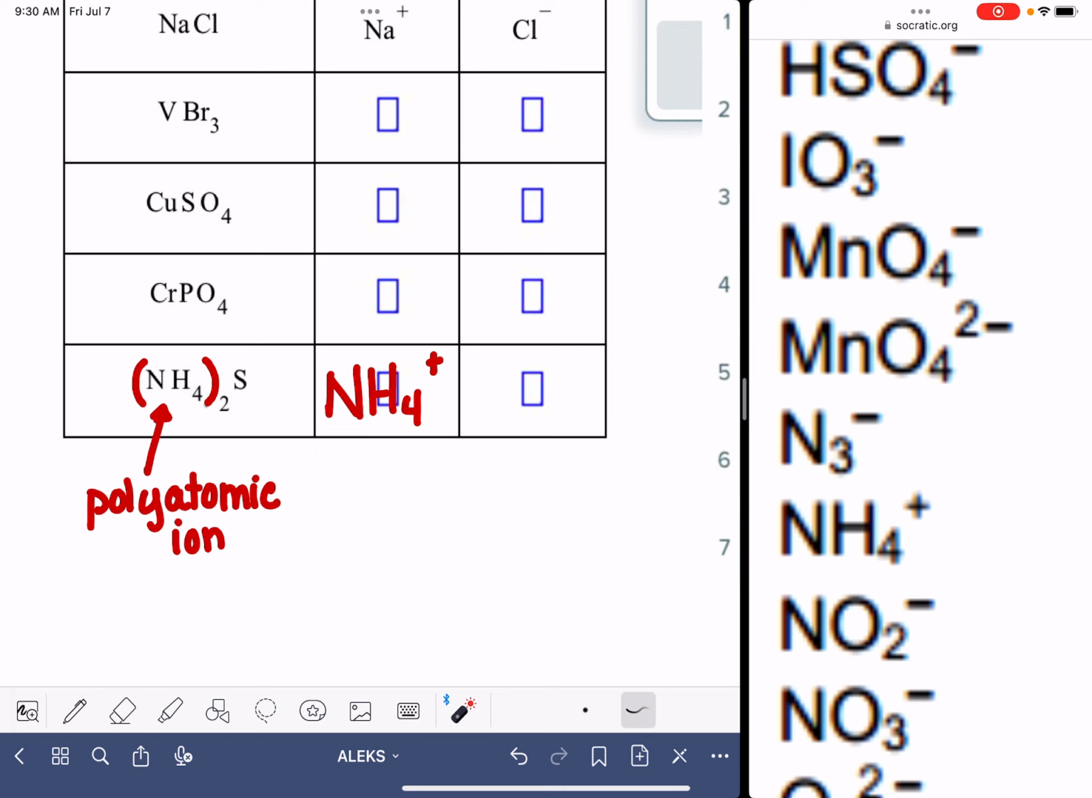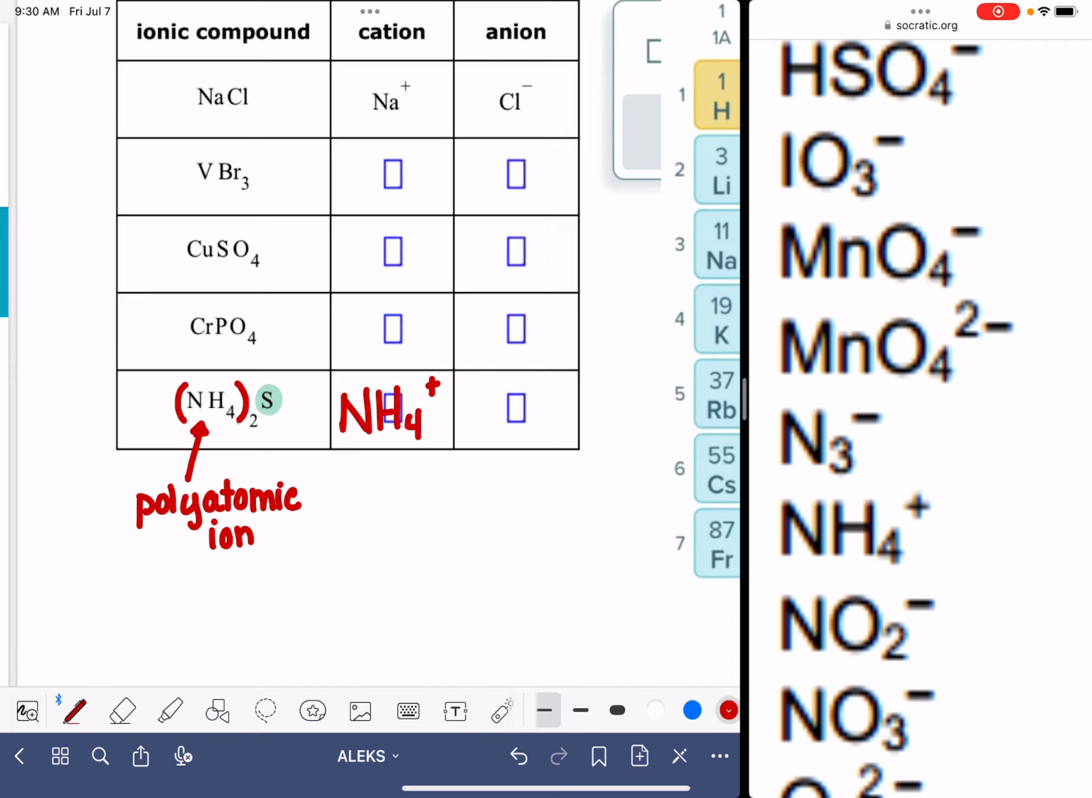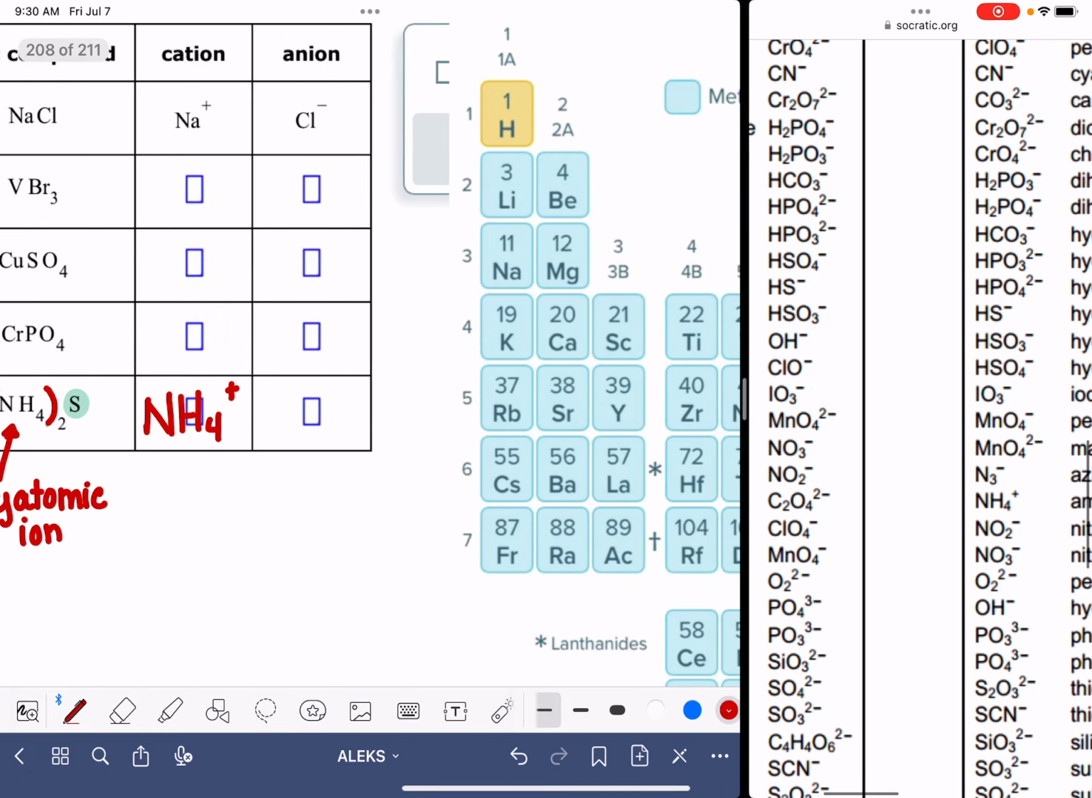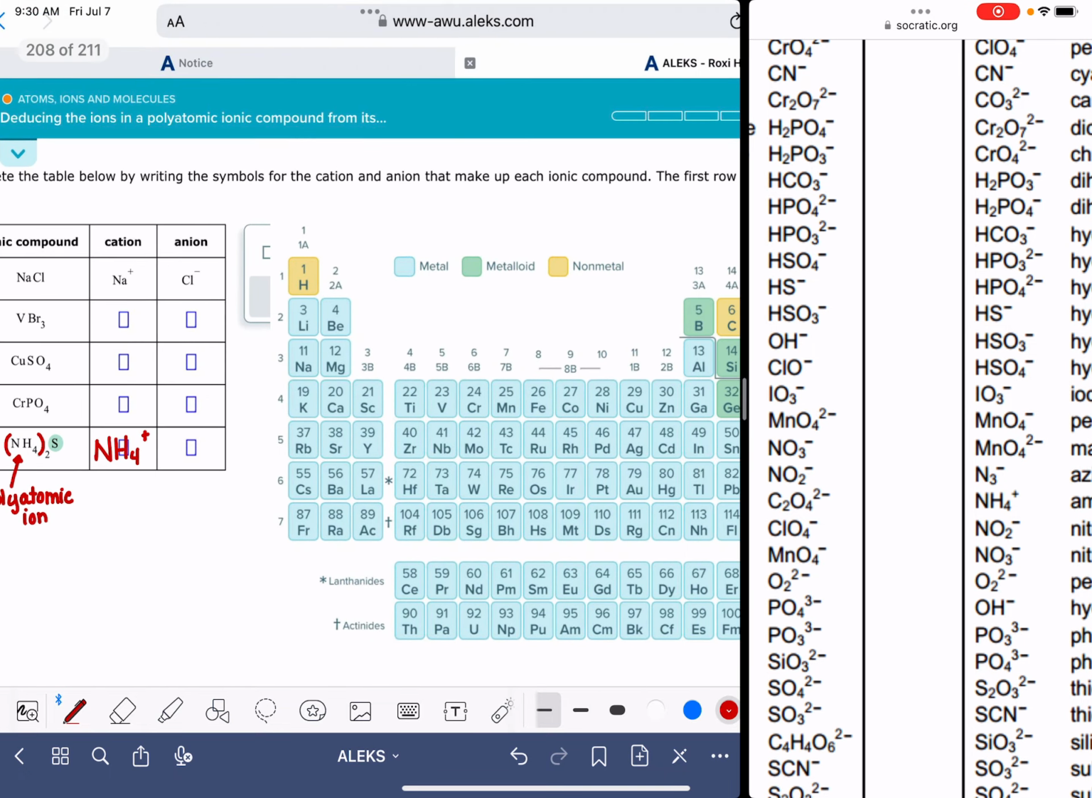So since NH4+ is our cation, that means that this guy, sulfide, is our anion. We need to figure out what its charge is. That's part of this problem. So one of the tricks that I have for figuring out the charge on a non-polyatomic ion is to find that ion on the periodic table.